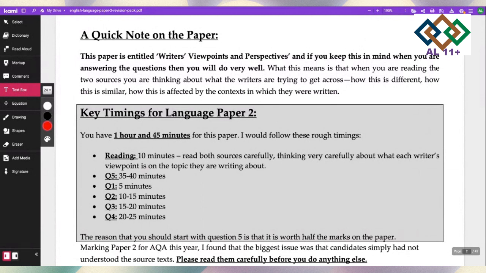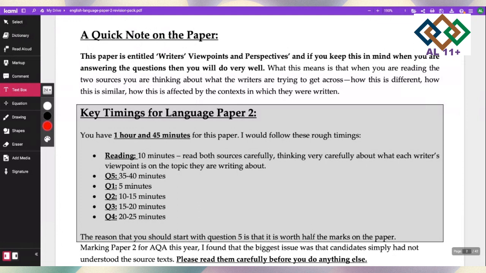If you are being given extra time, you will be given 15 minutes extra if you are eligible for that, or this is the basic time every one of you will be getting. Your reading time is 10 minutes. You need to read both sources carefully, thinking very carefully about what each writer's viewpoint is on the topic they are writing about.